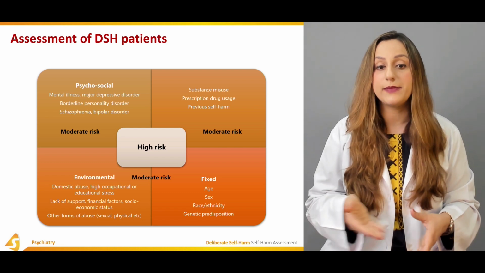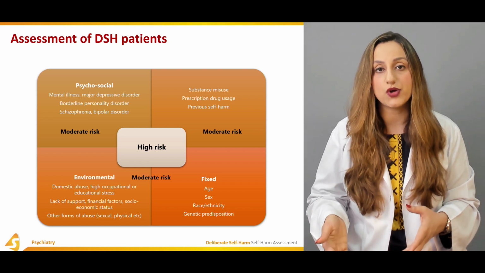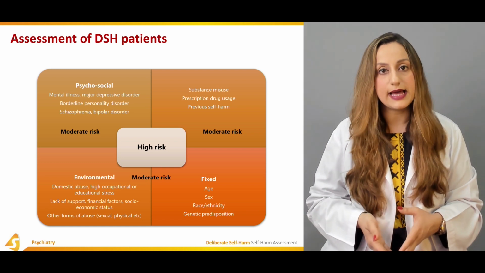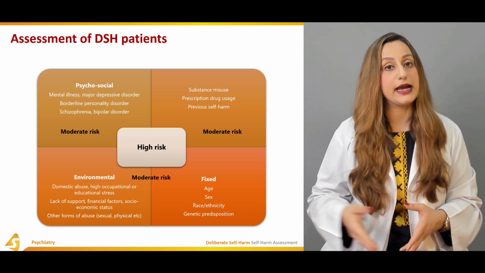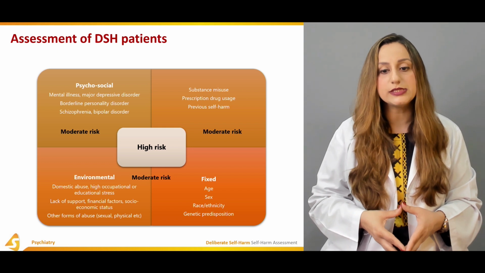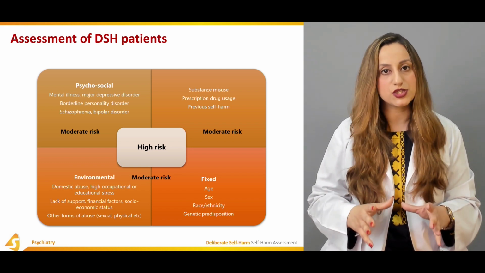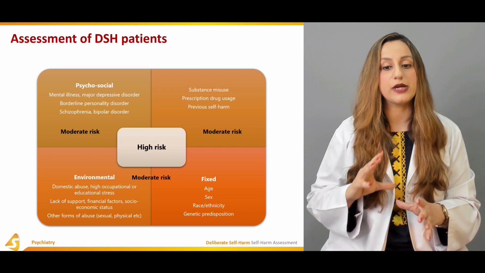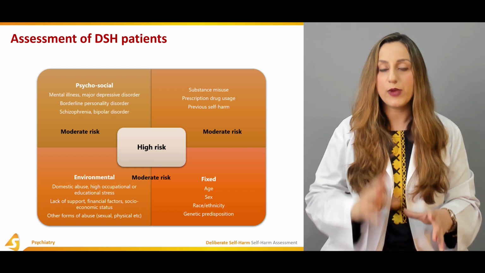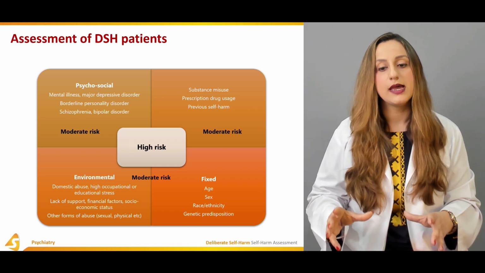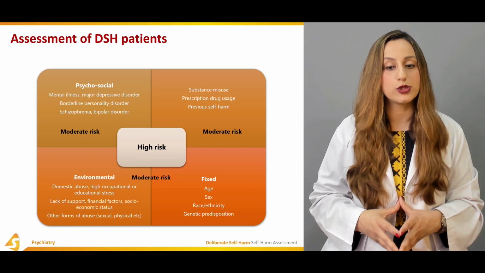Then we can have the psychosocial history. If he's suffering from mental illnesses, major depressive disorder, borderline personality disorder, schizophrenia, or bipolar disorder, that is again very important. Then there are some fixed factors to consider that revolve around the age, sex, race, and ethnicity of the person, and the genetic predisposition will also be kept in mind.